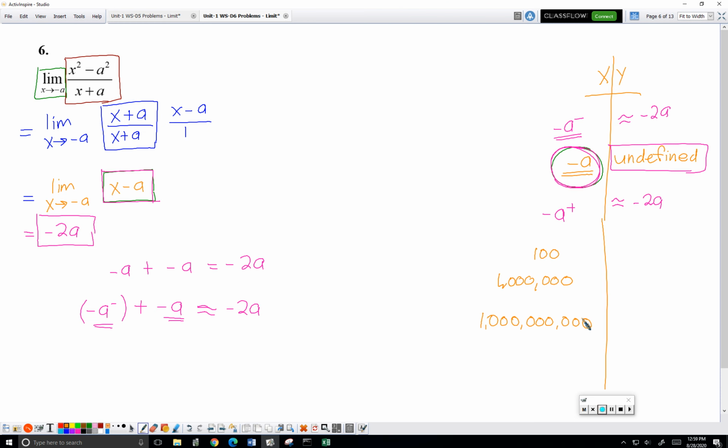Full ticket for this one. Okay, everyone in the room a full ticket. That's why staying after school is so good.